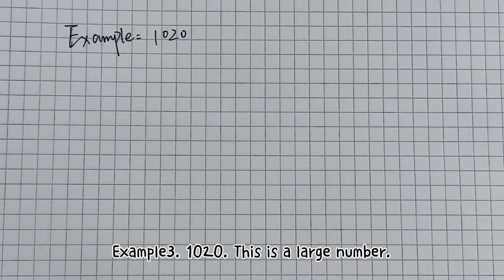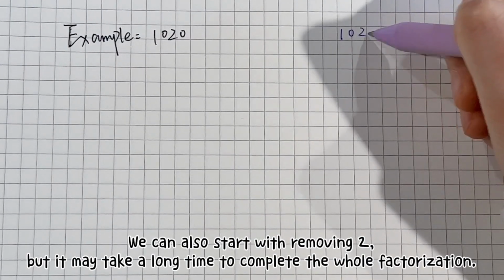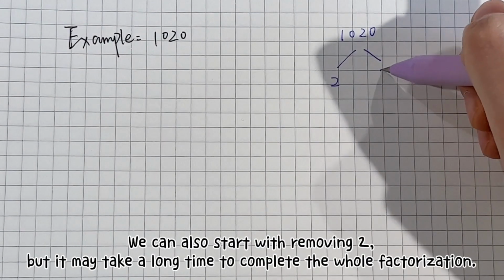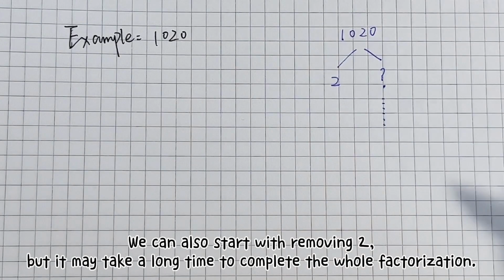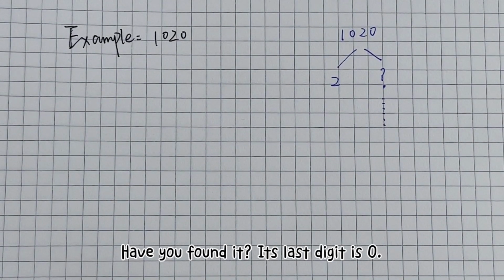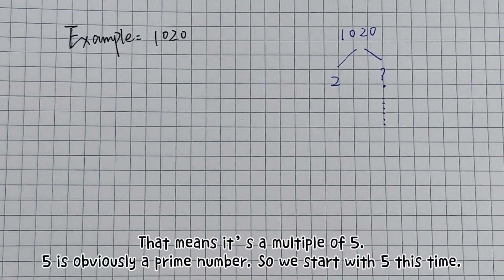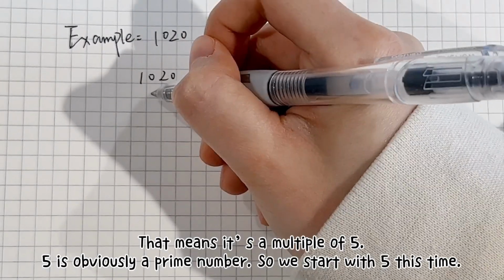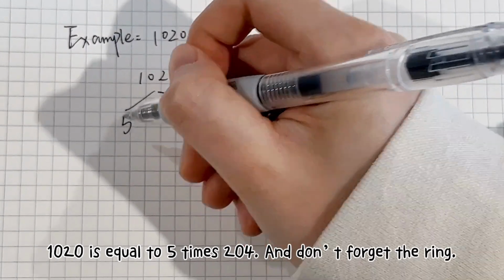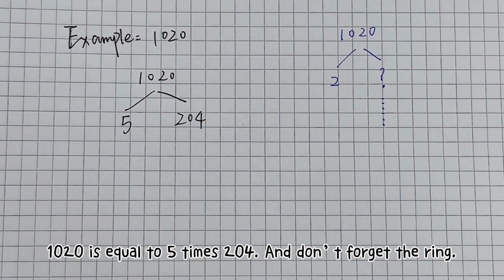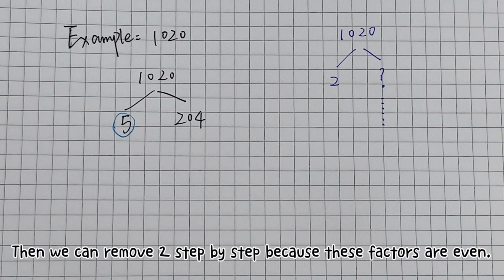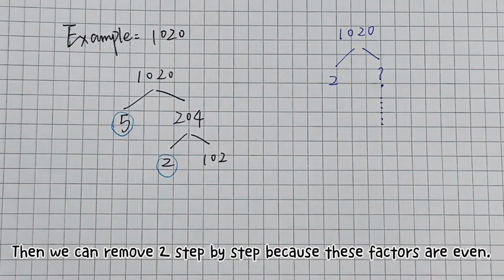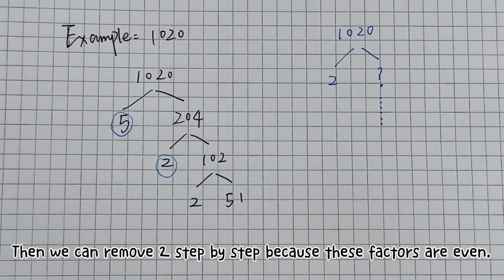Example 3. 1020. This is a large number. We can also start with removing 2, but it may take a long time to complete the whole factorization. Have you noticed? Its last digit is 0. That means it's a multiple of 5. 5 is obviously a prime number, so we start with 5 this time. 1020 is equal to 5 times 204. And don't forget the ring. Then we can remove 2 step by step, because these factors are even.